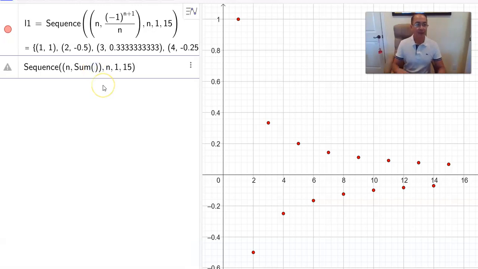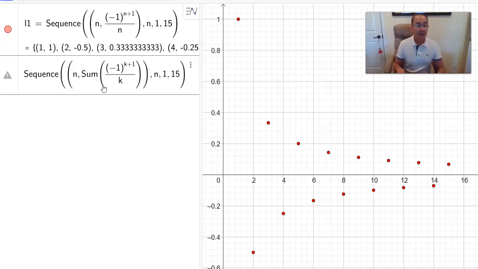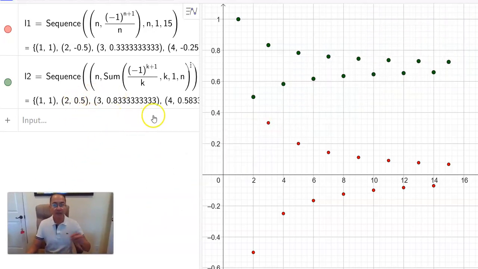All right. So I'm going to put sum of (-1)^(k+1) over k, comma, k will go from 1 to n. Ooh, okay. Thank you, GeoGebra. You did not freak out for a change. So here are the partial sums that we saw in the PDF.